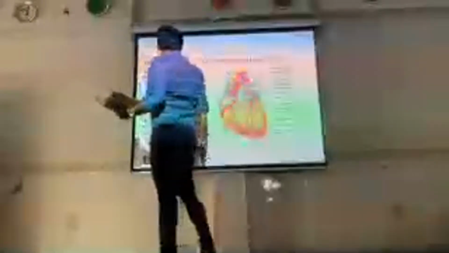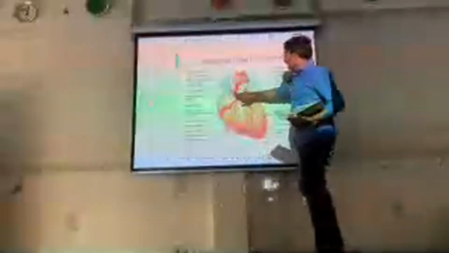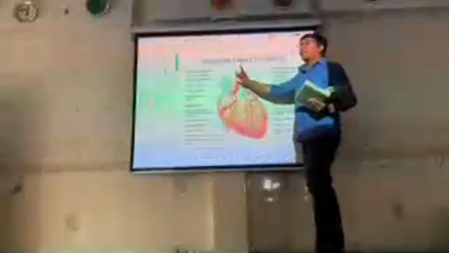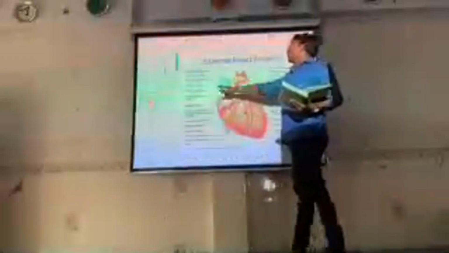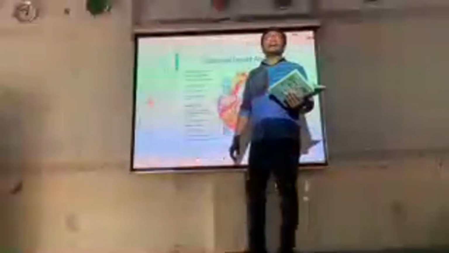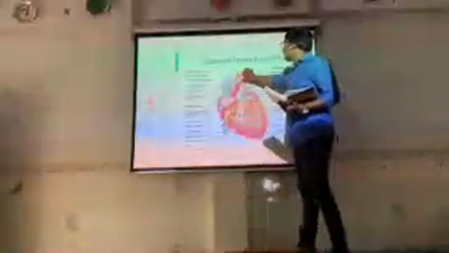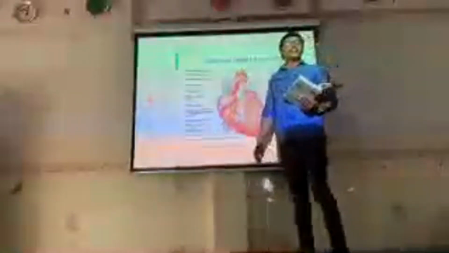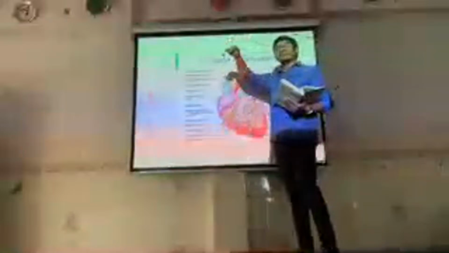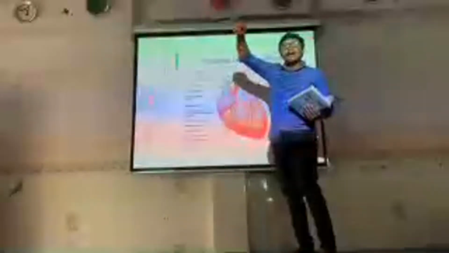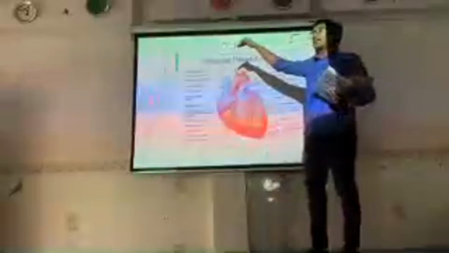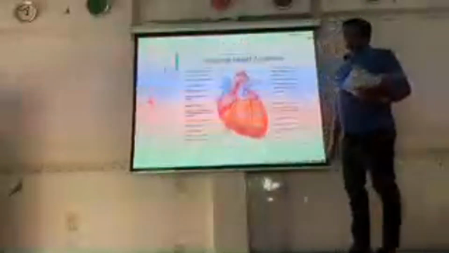What is the ascending aorta? When you take the heart, this part is going upward, so you call it the ascending aorta. Now, after the ascending aorta, the aorta bends. This structure resembles an arch. That's why I'm calling it the arch of the aorta.